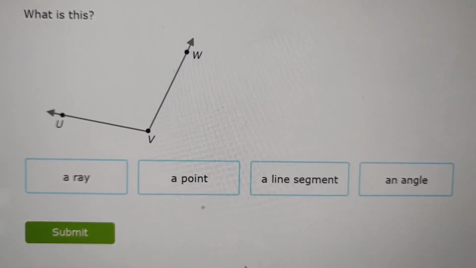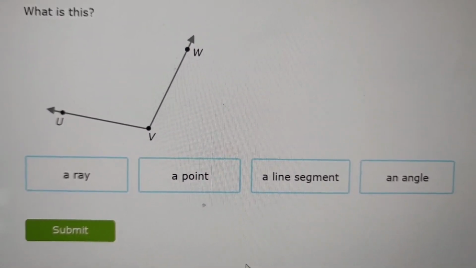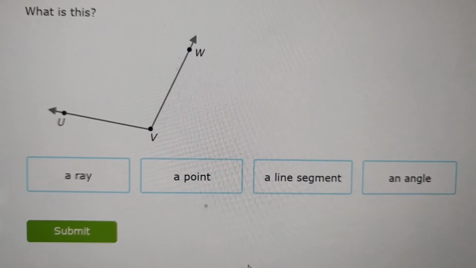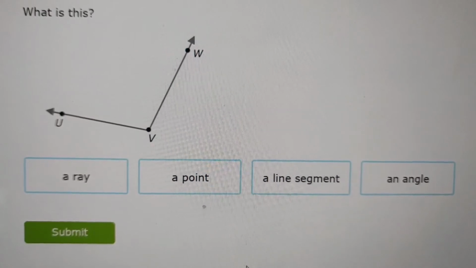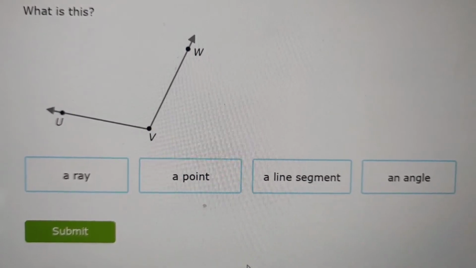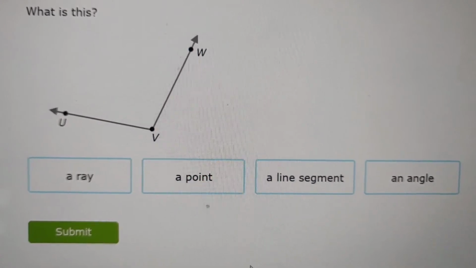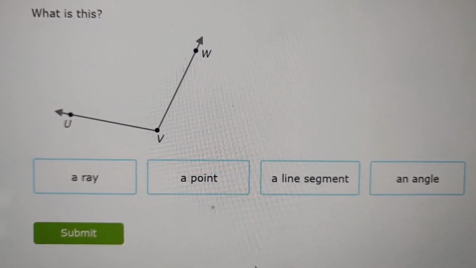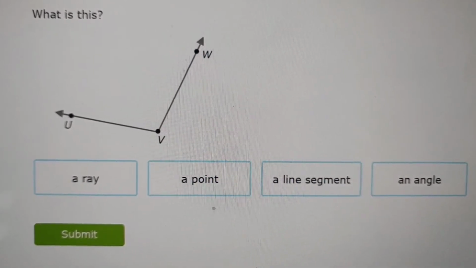Okay, welcome back. So what I notice about this is that if we start at point V and we go towards point W, there's a ray that goes forever and ever, starting at point V, going towards and then past point W. There's also a ray that goes forever and ever starting at point V and going past point U. Remember, those arrows show that those go forever and ever. And I don't know if I just called it a line, but it's actually not a line. It's a ray going forever and ever.